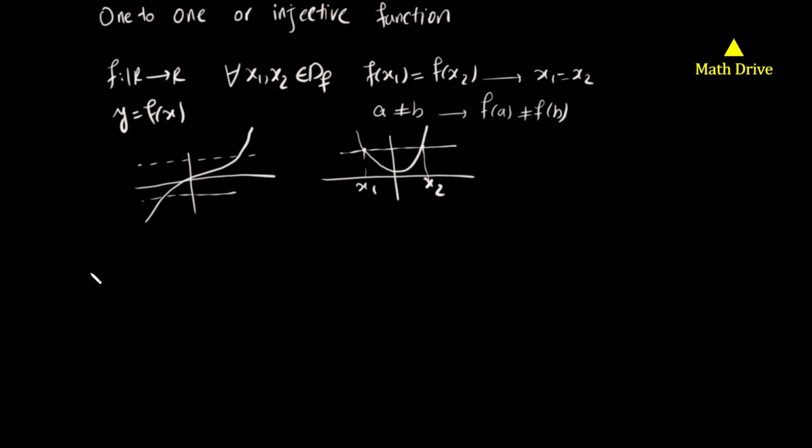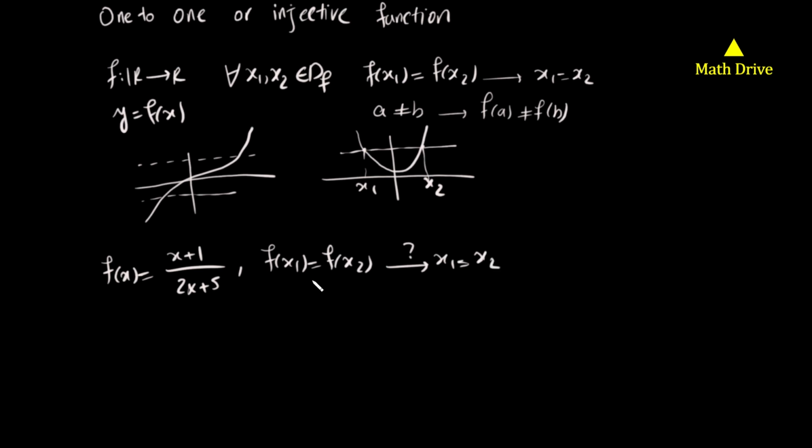Now let's take a look at one example. Suppose that f(x) is equal to (x + 1) over (2x + 5). We want to see if this function is injective or not. So based on the definition, if f(x1) is equal to f(x2), we want to see if we can conclude x1 is equal to x2. Let's solve this equation.